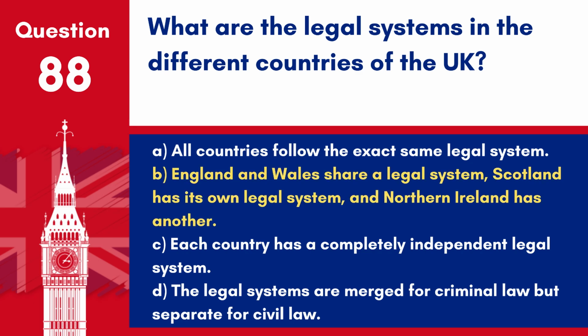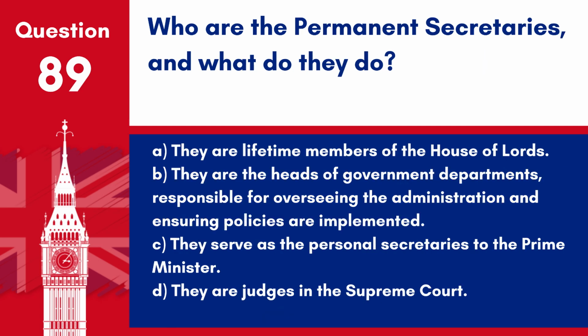Answer B. England and Wales share a legal system. Scotland has its own legal system, and Northern Ireland has another. The UK is unique in having 3 distinct legal systems, with differences particularly pronounced in Scotland compared to England, Wales, and Northern Ireland.